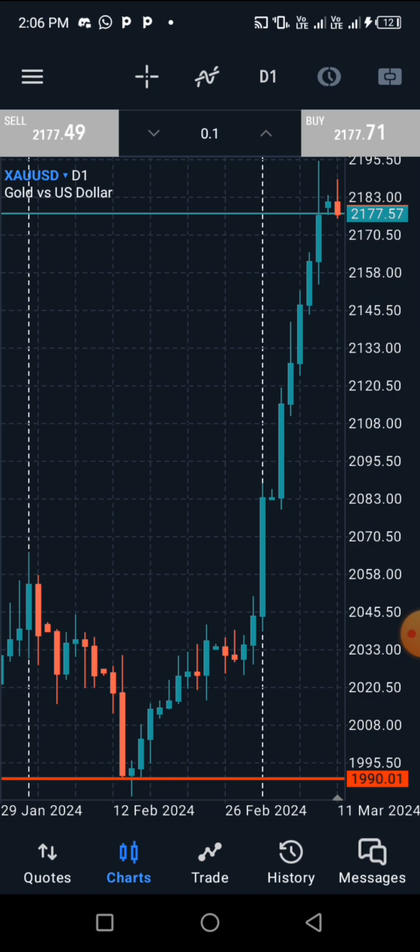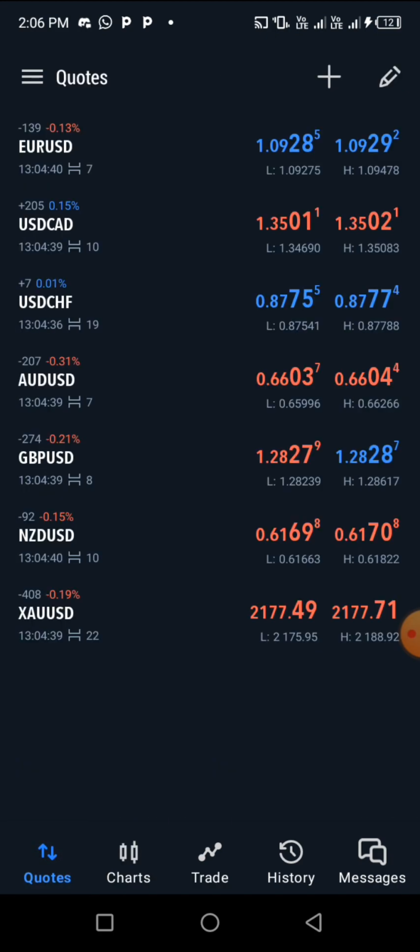Now, when you go to your quotes, you see different instruments here. Now we have the EURUSD, the USDCAD, the USDCHF, we have the AUDUSD, we have the GBPUSD, we have the NZDUSD, we have the XAUUSD. Now these instruments are called major currency pairs because they are paired alongside the USD. All these currencies are called the major currency pairs in the market.